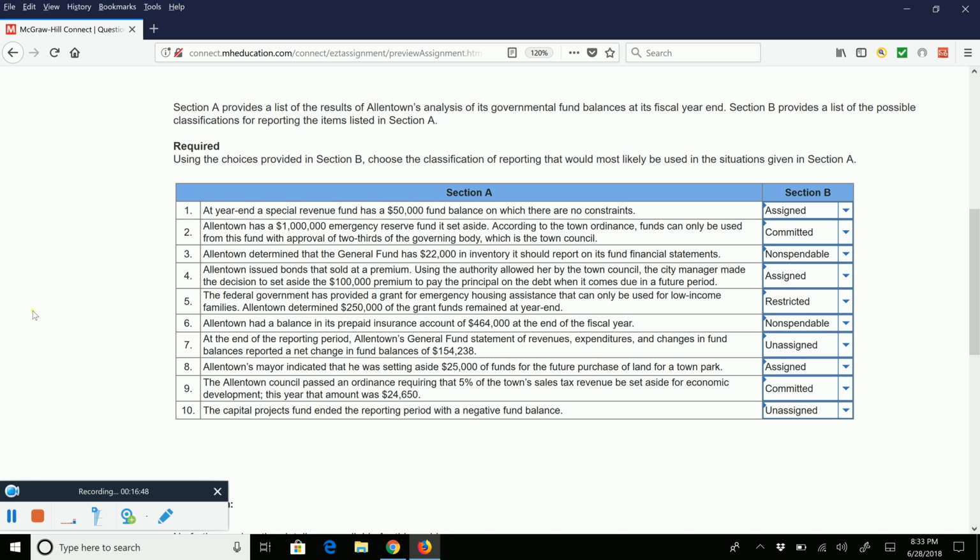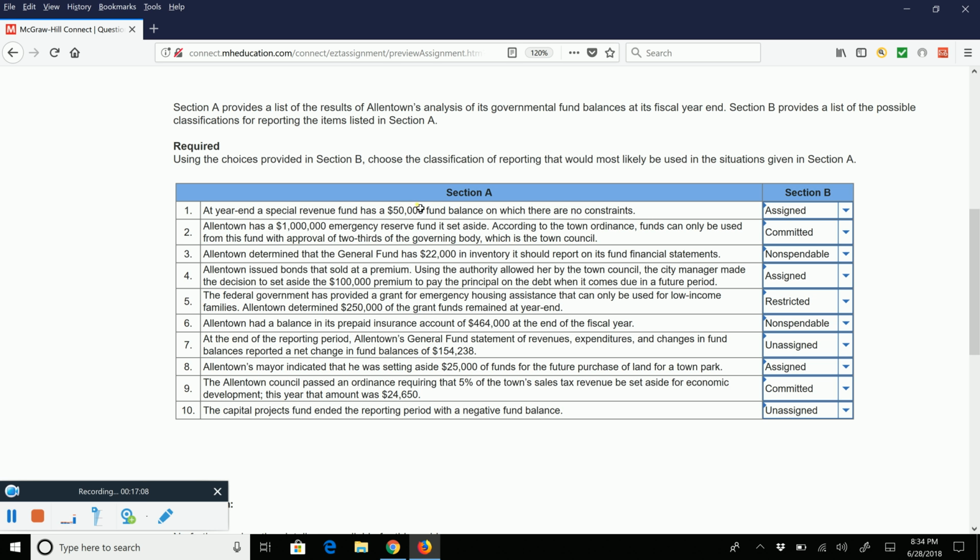Number 1, at year end, a special revenue fund has a $50,000 fund balance on which there are no constraints. Well, no constraints, most of you probably would have jumped to the conclusion that's unassigned, but the answer is it's assigned. And the reason for that is this.